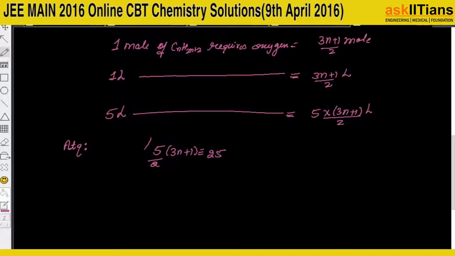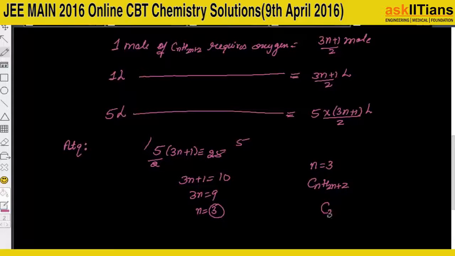So I can say this is 5. So I can say 3n+1 should be equal to 10. 3n should be equal to 9, where n comes out to be 3. So when n is equal to 3, CnH2n+2 comes out to be C3H8, which is nothing but propane.